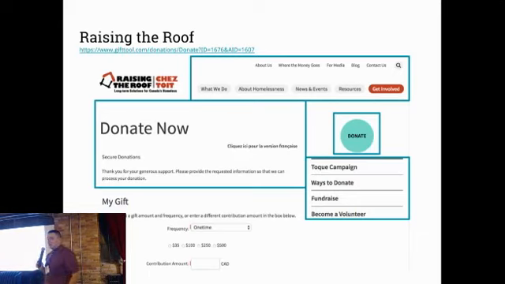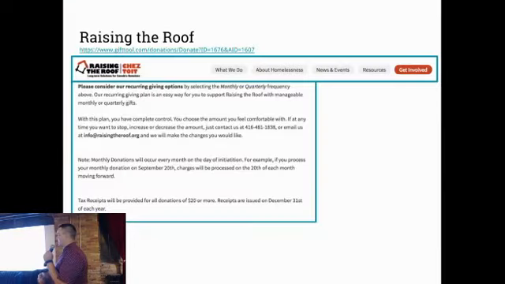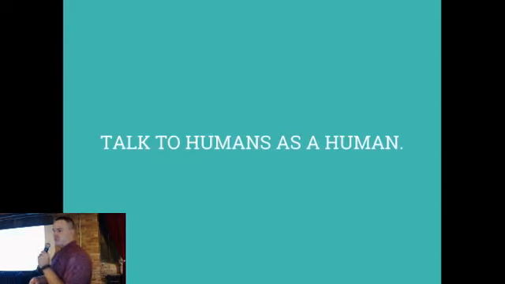Donate now. Decent headline. Not very inspirational though. Secure donations. Thank you for your generous support. Please provide the requested information so we can process your donation. Please select a gift. There's no inspiring copy. I don't know what my donation will do. I don't know how it will help, who it will help. I don't know any of that stuff. So not really talking to me like a human who's about to make you a donation, right?